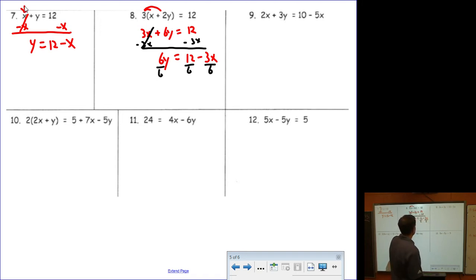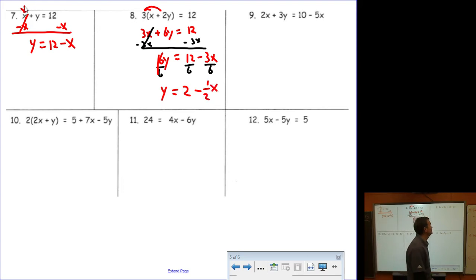And that's going to give me y equals 12 divided by 6 is 2. 3 divided by 6, I could put a decimal, I could put 0.5x. I prefer to leave it as a fraction. 3 over 6 is 1/2 x.